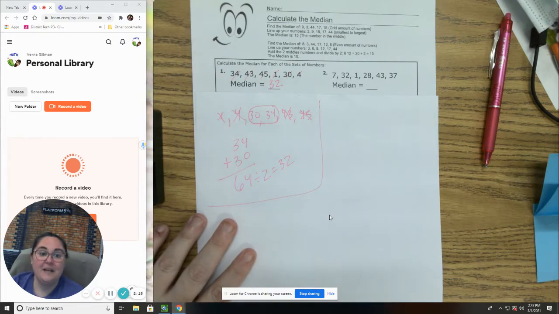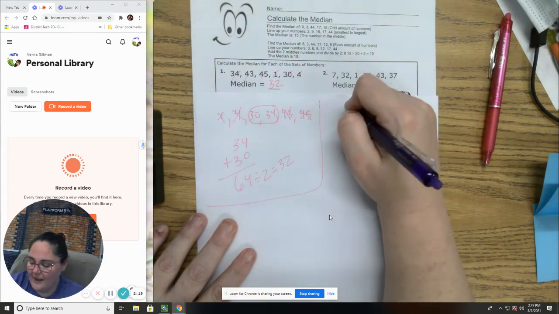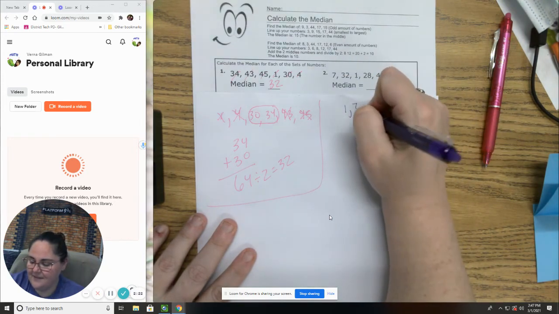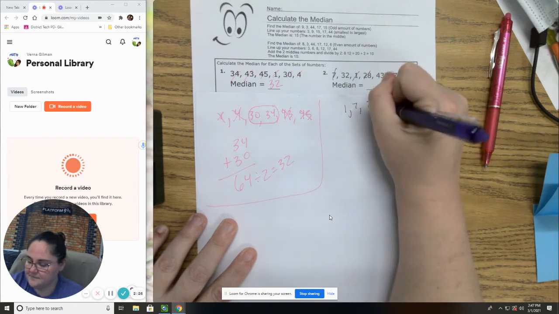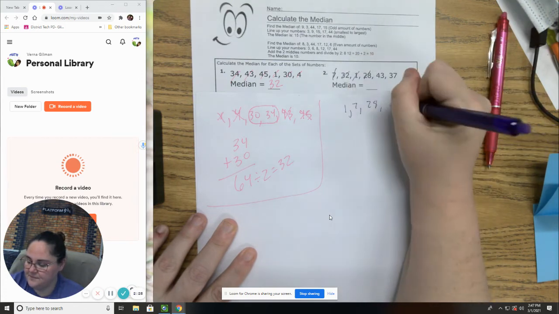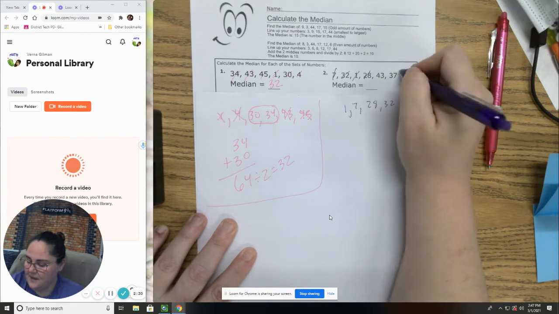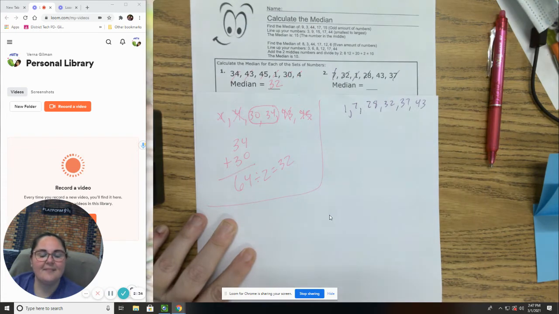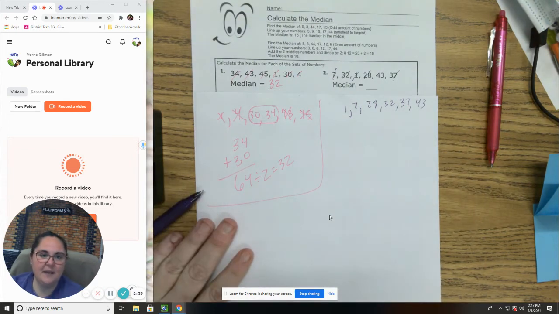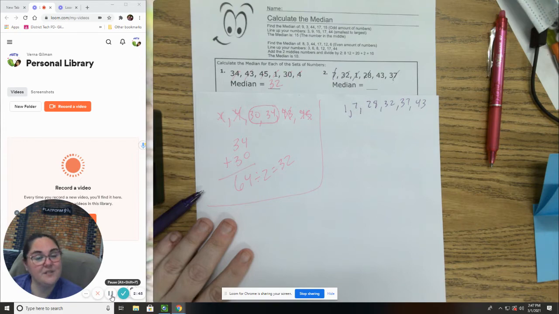Let's do number 2. Same way, same kind of method. Let's see what we can find. So 1, 7, 28, 32, 37, 43. What is your median? So take a minute, write these down, do the way that I just did it, see if you can figure it out. What is the median for this numbers data set?